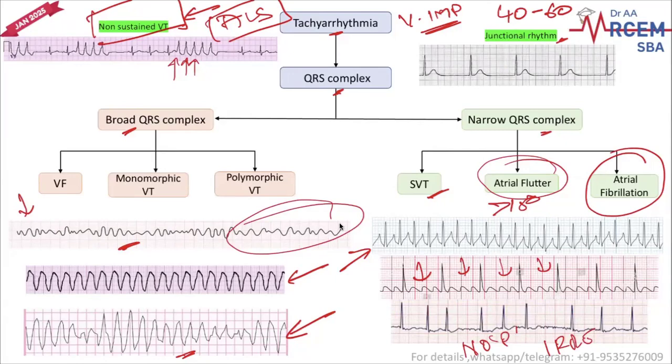But the thing you need to remember is that there should be a myocardial infarction. The heart rate should be between 130 to 150 and the patient should be stable. Then only we call it that kind of rhythm. Otherwise, we usually do not consider it an idioventricular rhythm.